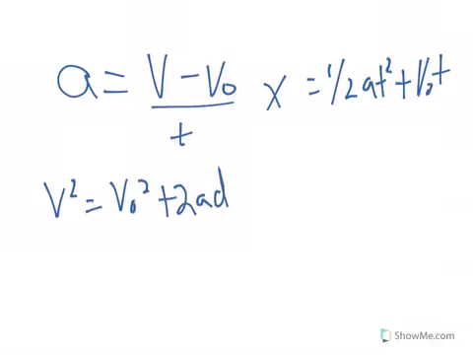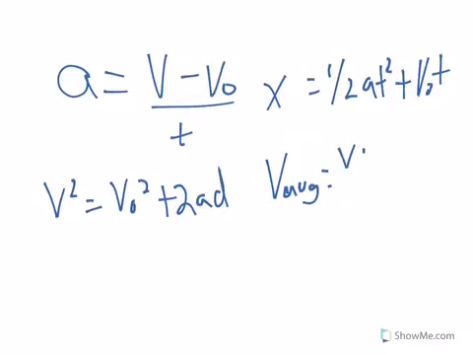Keep in mind you need to know the formulas. These are the formulas one last time so that you've got them. A is equal to V minus V naught over T. X is equal to 1/2 AT squared plus V naught T. V squared equals V naught squared plus 2AD. And then last is the V average formula, and that is V plus V naught over 2.